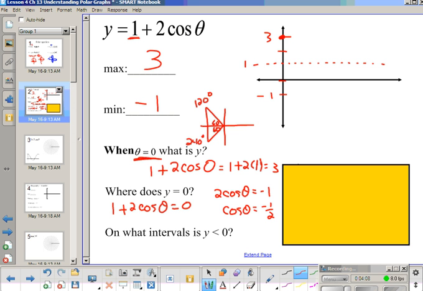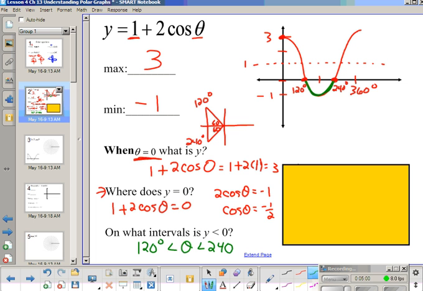So right now I think I have enough to sketch a graph. I know that my period is 360 because I haven't done any shrinking or stretching horizontally. And so I'm going to come down to -1, and I'm going to go back up, and that would happen at 360 degrees. And I just figured out from this part right here, where does y equal 0, that this value happens at 120 degrees, and this value happens at 240 degrees, which should make sense that there's some symmetry. That's my 180. So then that tells me if I look at this graph, where is y less than 0? That's going to be right down here. So from 120 is less than theta is less than 240 degrees.